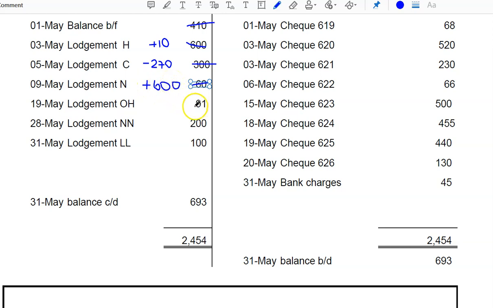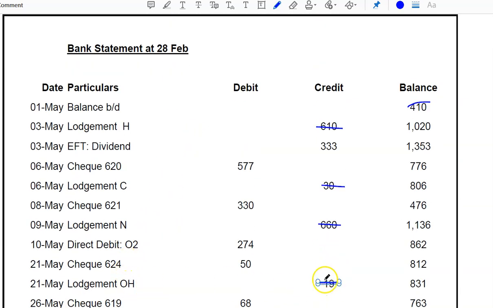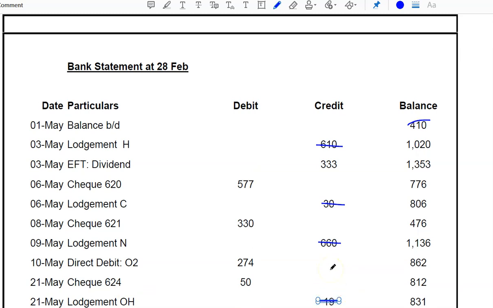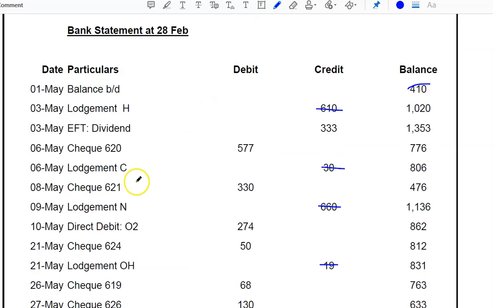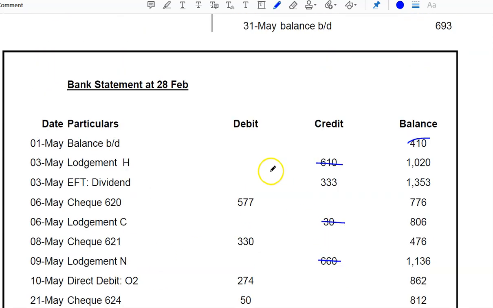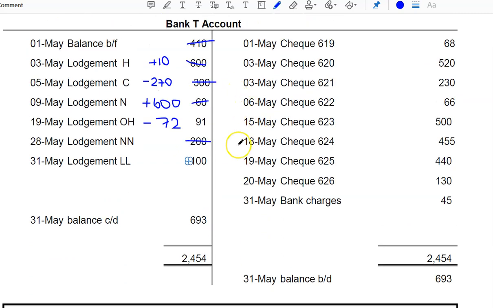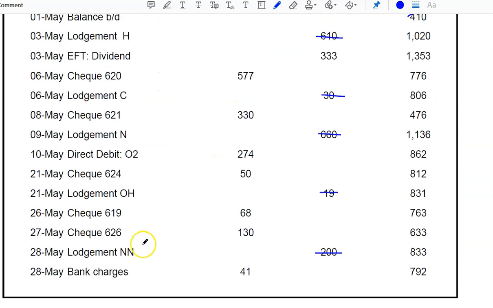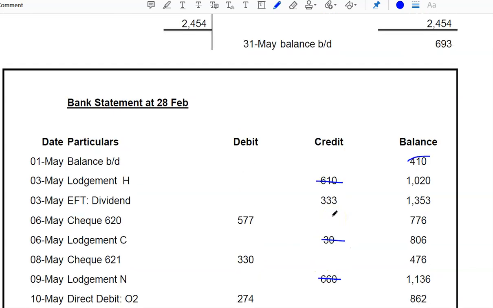Lodgement OH is next, 91, and we should have recorded 19. So I always cross out when you make the adjustment. So when we have 19 here, we recorded 91, so the difference is 91 minus 19 is 72, so we need to reduce this by 72, and it's a minus. Lodgement NN is 200, and it matches. And LL, we haven't got anything here on the money inside for LL, so just leave it blank up here.